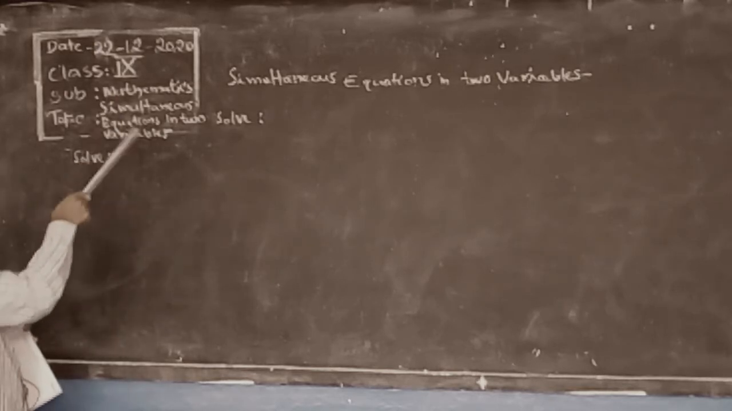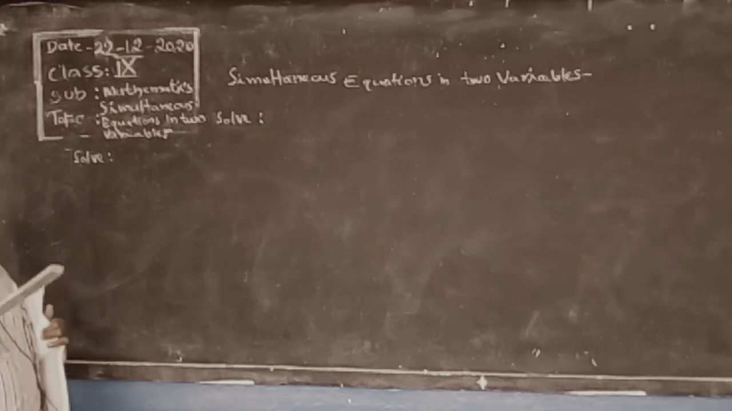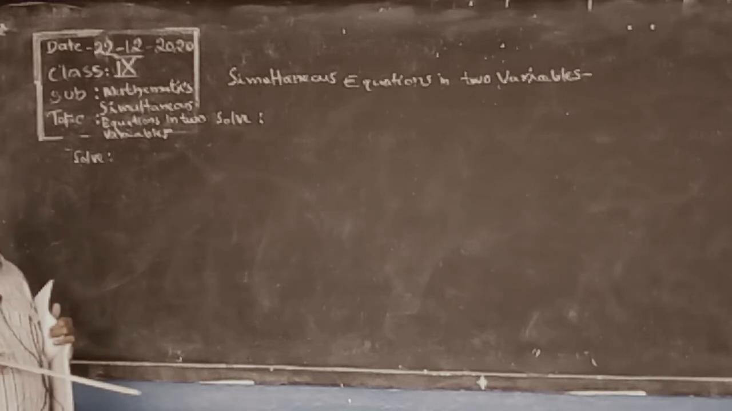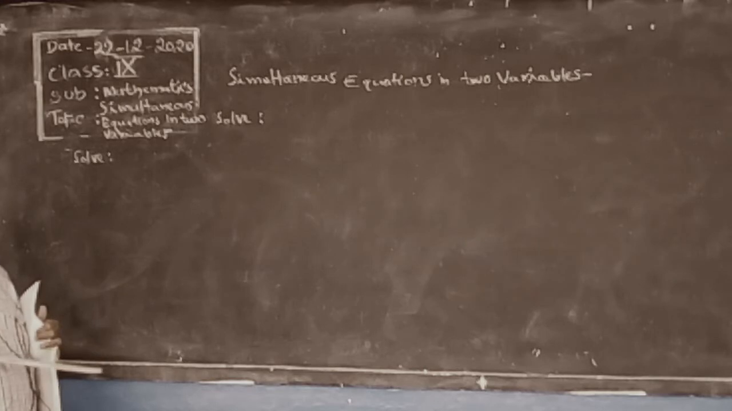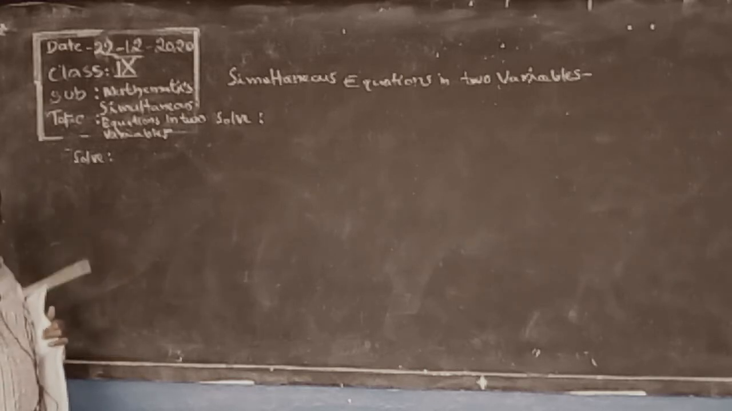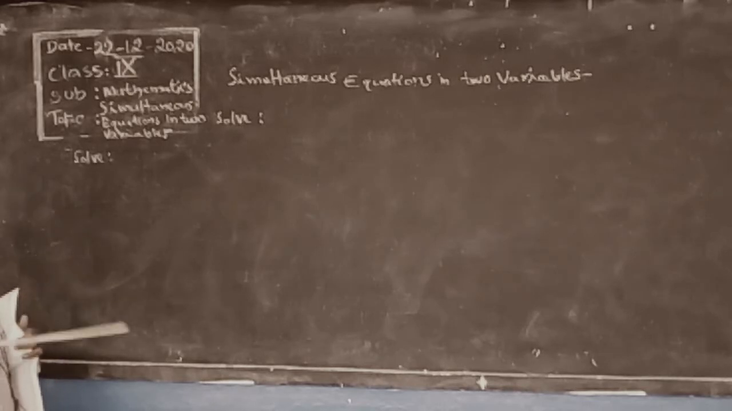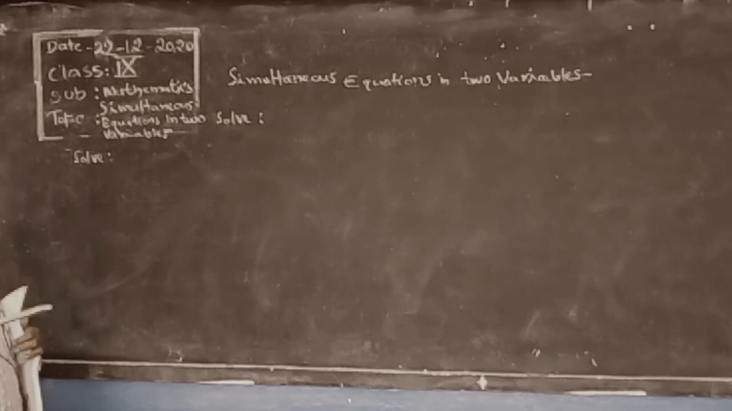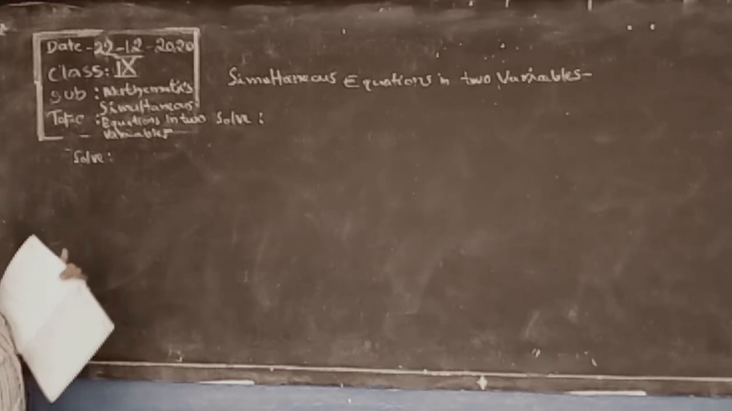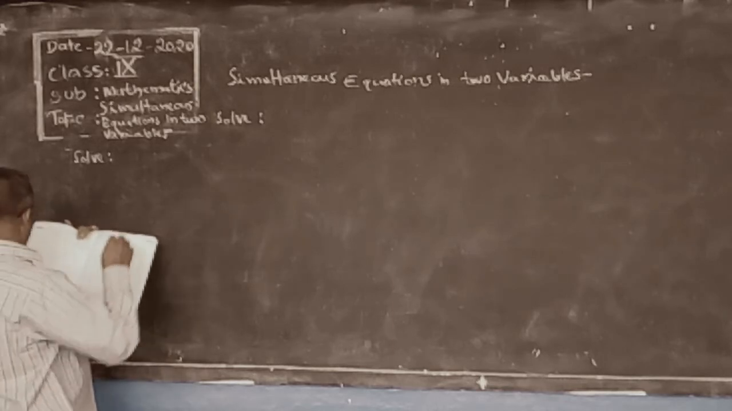Get ready for class. We are doing simultaneous equations in two variables. They will give two equations in two variables x and y, or m, n, r, or a, b, or p, q, any two letters. We have to find the values of the variables. In this problem, generally, they are x and y.